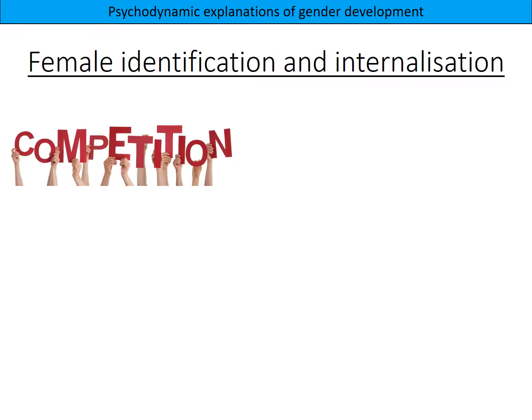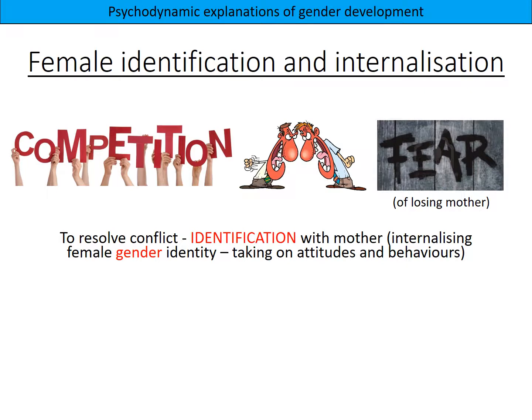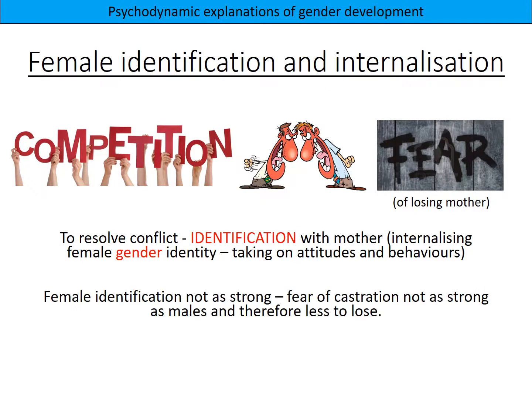So the conflict, in terms of the Electra complex, is slightly different than the Oedipus complex. The conflict is made up of competition versus fear of losing mother. So she's worried that she will lose her mother because of the way that she feels and because of these desires that she has. She's afraid of losing her mother's attention and her mother's affection, and this is what causes the conflict for the Electra complex. So to resolve that conflict, the girl identifies with the mother. She takes on the female gender identity and takes on those attitudes and behaviours.